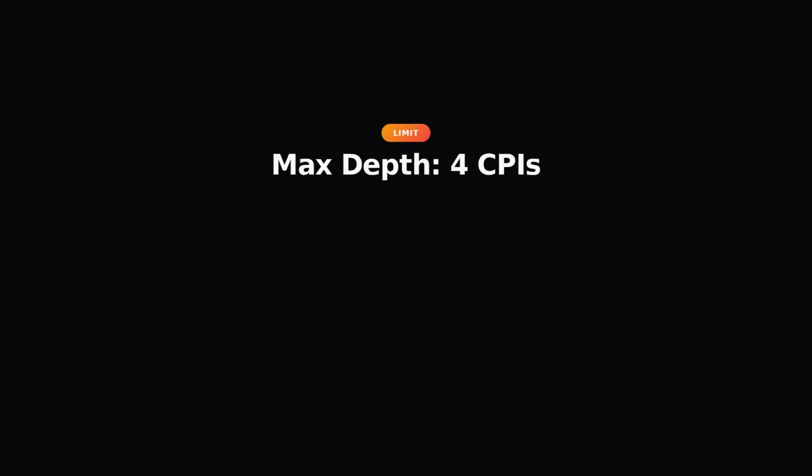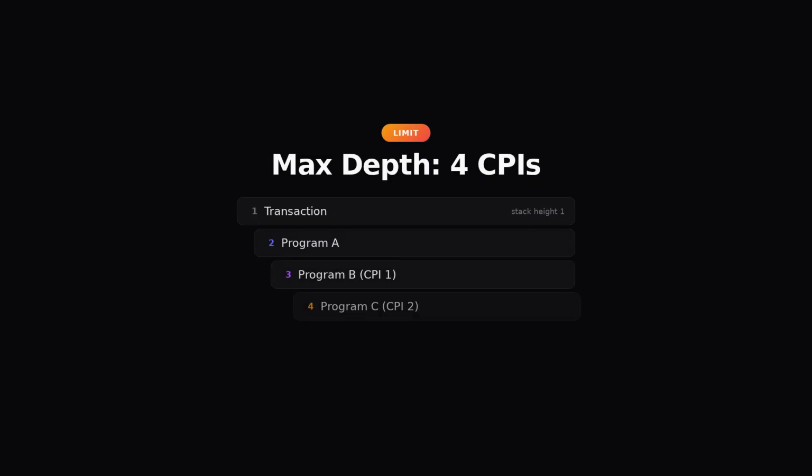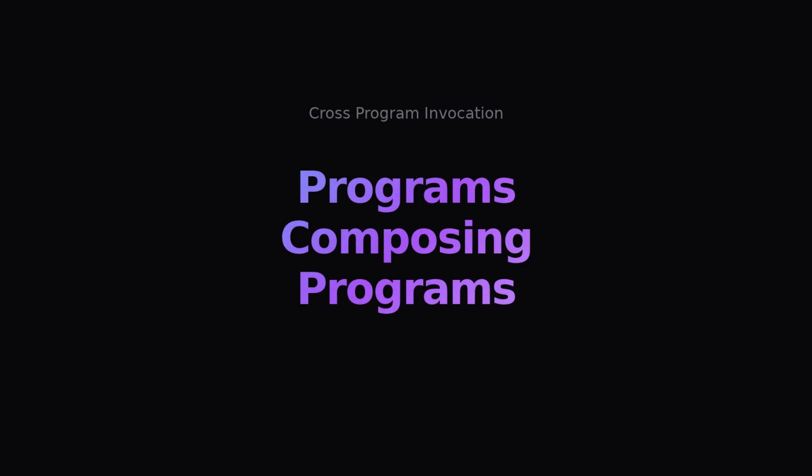There's a depth limit. The initial transaction starts at stack height 1. Each CPI adds 1. The maximum is 5, which means you can go 4 levels deep. CPI, the mechanism that makes Solana programs composable.